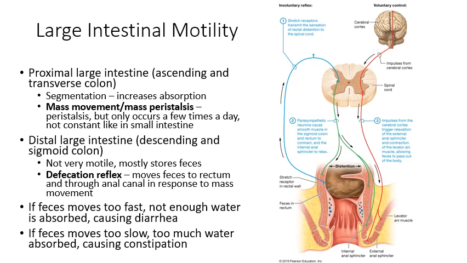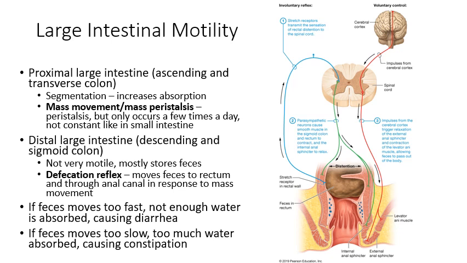Then in addition to segmentation, you have peristalsis, but it's a special type of peristalsis that we call mass peristalsis or mass movement. And that's just because it's not happening all the time. So the small intestine is actually always undergoing peristalsis or segmentation, one or the other. And if you have the sympathetic nervous system activate, then the peristalsis is going to slow down in the small intestine, but it's not actually going to stop ever.